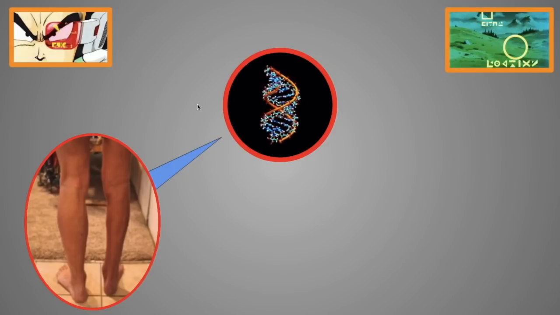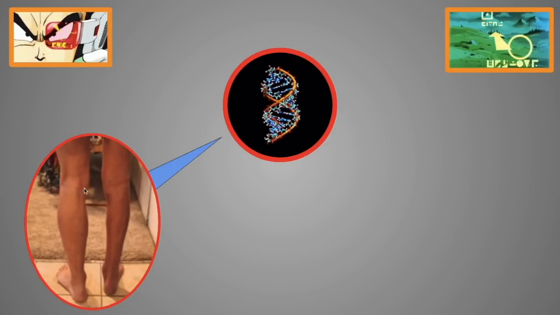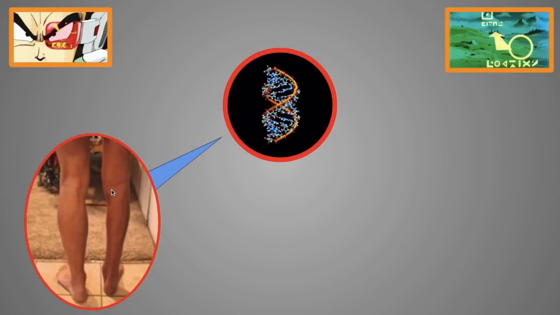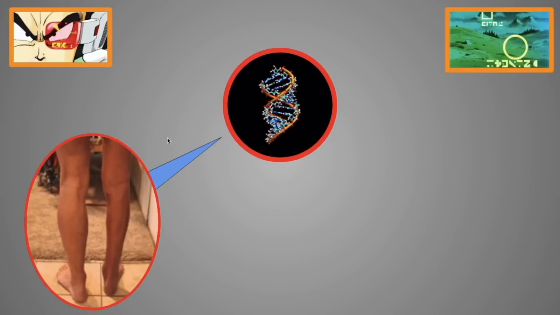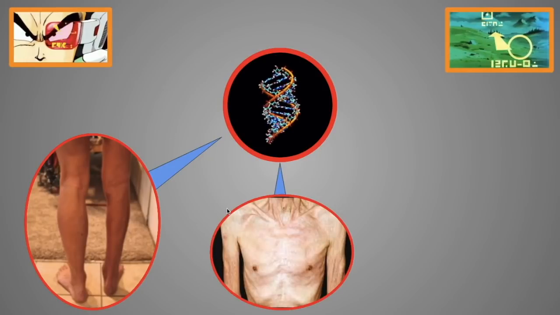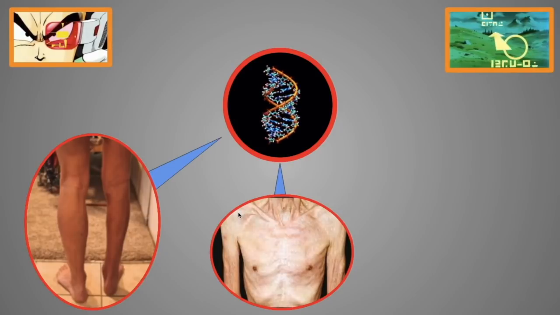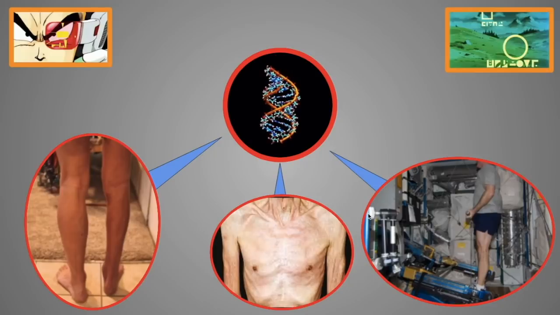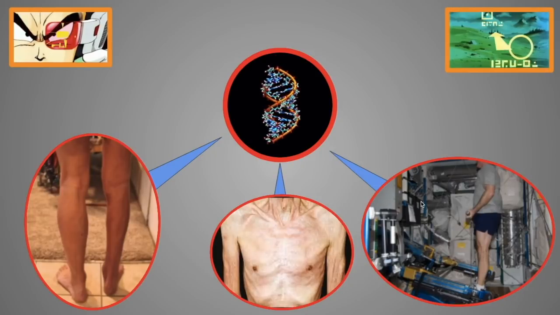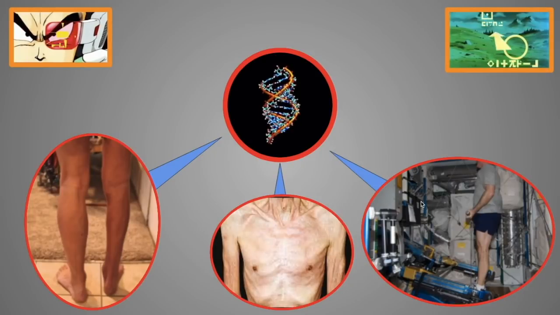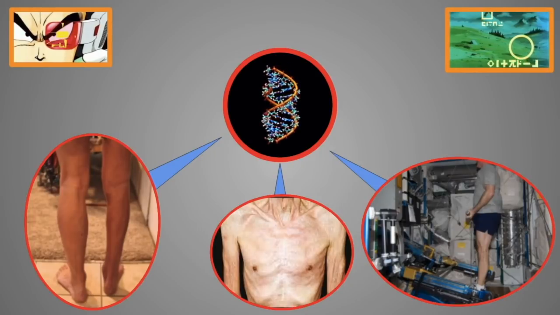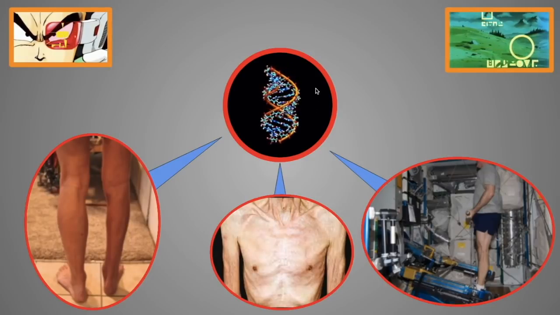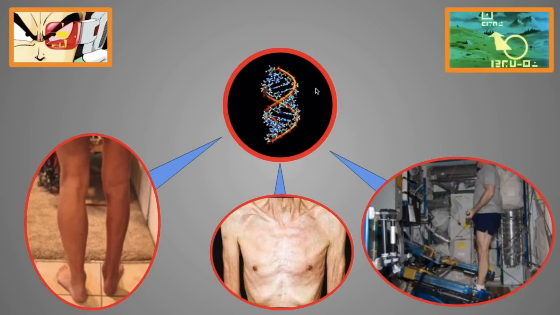Here are some examples of what happens when your myostatin levels are too high. The reason your legs shrink when you put them in a cast or immobilize them for a long time is that myostatin levels go up. The reason HIV and cancer patients lose a ton of muscle so fast is also that myostatin levels go up. And the reason astronauts lose a ton of muscle mass in space is that, once again, in a low gravity environment, myostatin goes up. So myostatin is the bad guy if your goal is to maximize muscle growth.